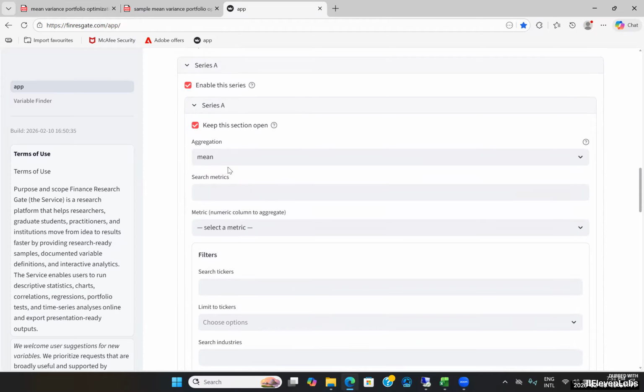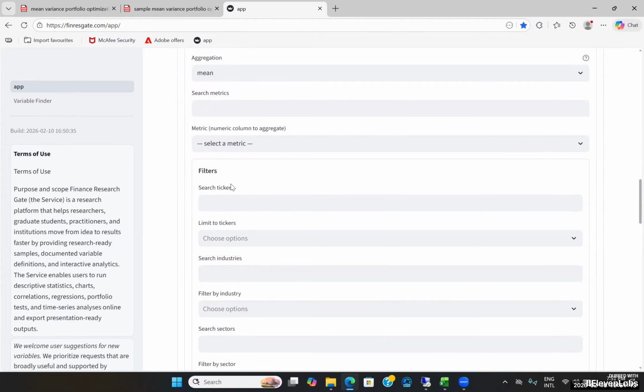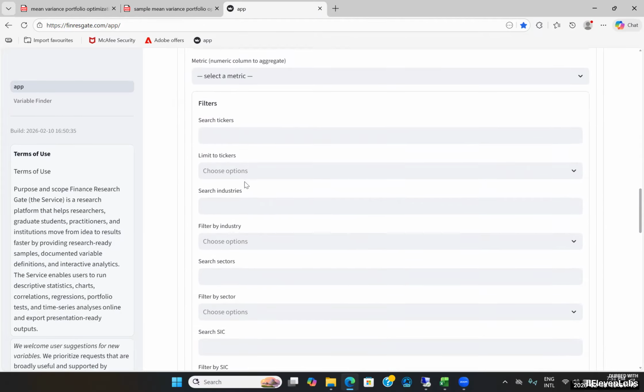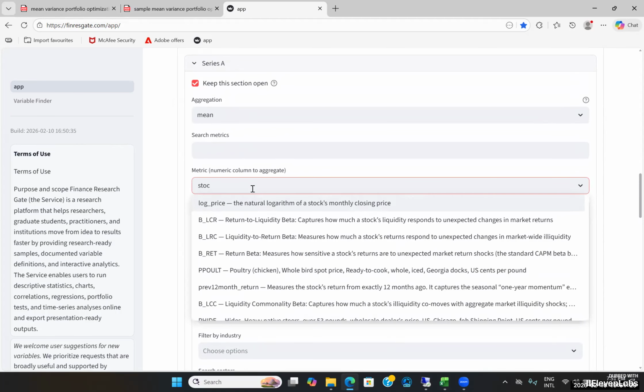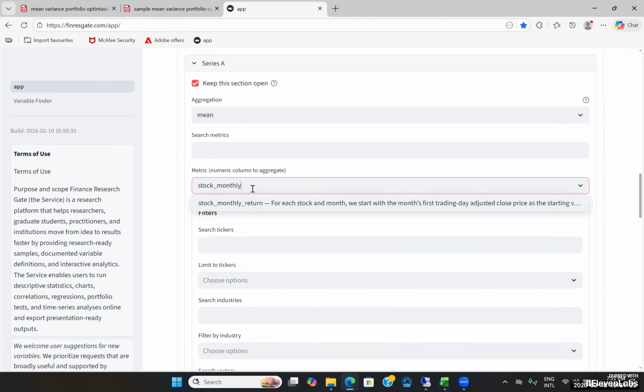So, looking here at Series A, allow me to choose a specific firm, and for this particular example, we are able to search for it by using the ticker symbol. However, before we do that, we must first choose the correct variable. Naturally, for our purposes today, we are going to choose the stock return.